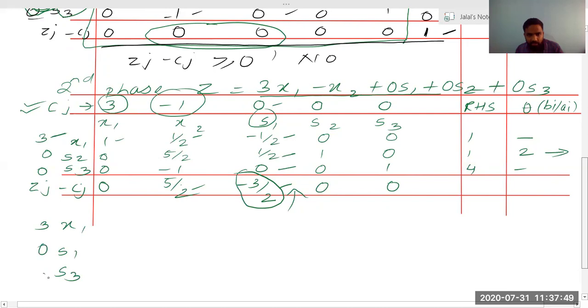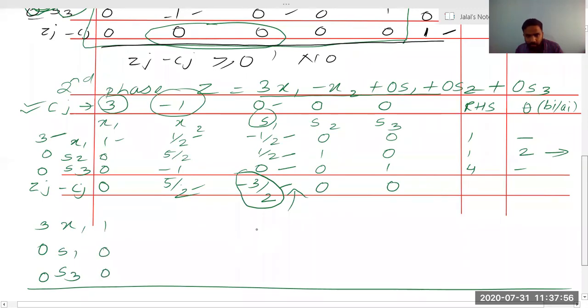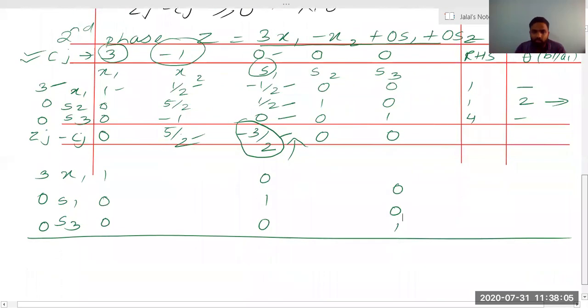This is 0, this is 0. I hope you are getting it. ठीक है, तो what do we need to write: 1, 0, 0. S1 क्या रहेगा: 0, 1, 0. S3 क्या रहेगा: 0, 0, 1. क्या खत्म हो गया, A. We are not even considering it, we are not bothered to consider it now since we have eliminated that.